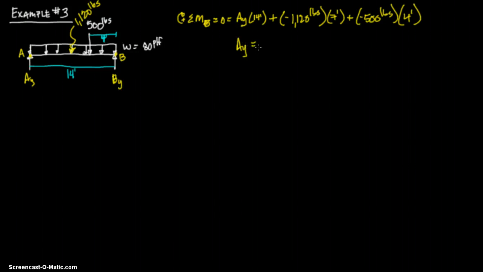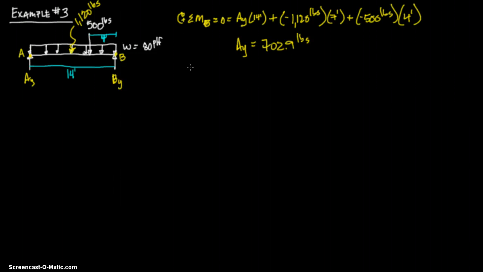And AY equals, we're going to have 1,120 times 7 plus 500 times 4. Since that's all negative, that's going to go to the opposite side. You divide it by 14, it's going to become positive, and you're going to get 702. And I believe that's what we got last time. 702.9, let's say, pounds. I believe that's correct. 702.8, 702.9. Yeah, we're good.